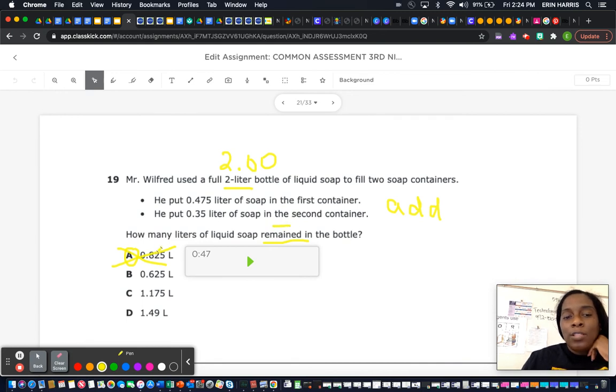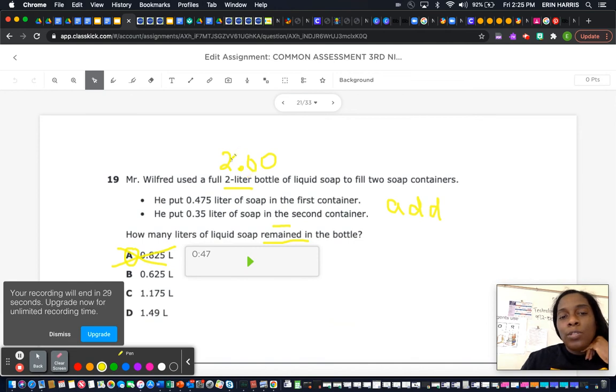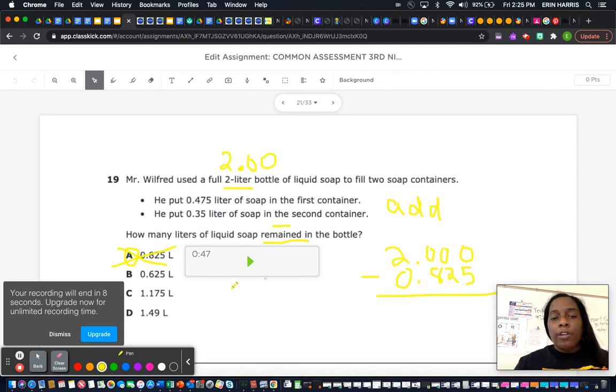So you had to take this 0.825 and subtract it from 2 liters. And in order to subtract, you had to convert this 2 liters, this word form, into a decimal, 2.00. Okay? So 2.00 minus 0.825. And because this has 2 zeros, you could have added another 0 here and then subtracted to get the correct answer.